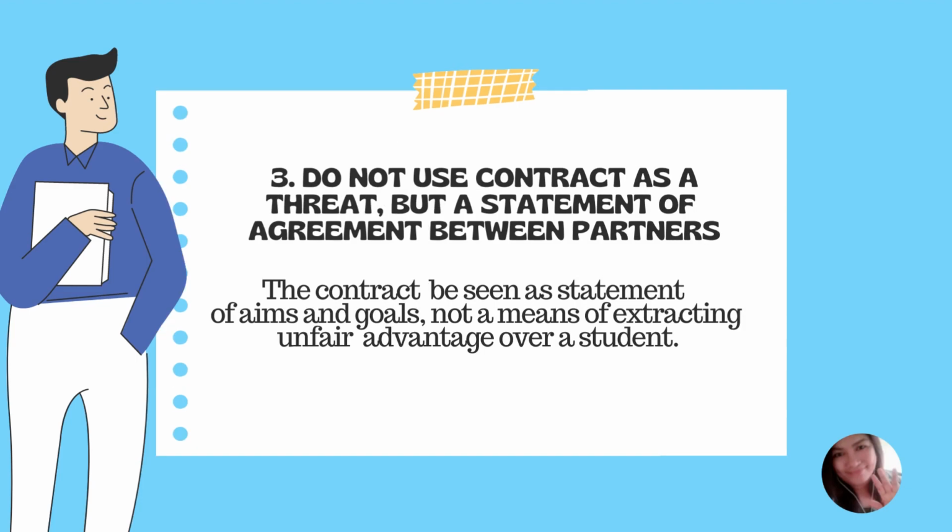Number three, do not use the contract as a threat, but as a statement of agreement between partners. The contract should be seen as a statement of aims and goals, not as a means of extracting unfair advantage over a student. If the terms of the contract appear unreasonable after a trial period, the teacher and student should renegotiate the contract.